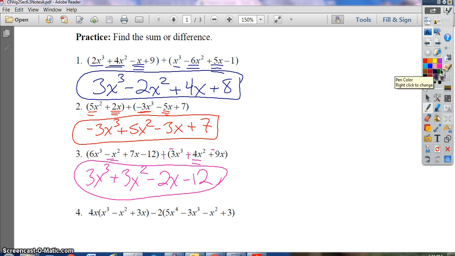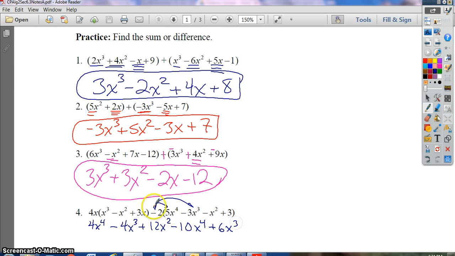Number 4 down at the bottom. Again, now I'm going to actually have to do some distributive property. I see here they got a 4x in front here. So I'm actually going to have to do this as 4x to the 4th minus 4x to the 3rd plus 12x squared. I'm going to distribute negative 2 in. So the first one's going to be minus 10x to the 4th plus 6x cubed plus 2x squared and minus 6 on the end. So let's start with the x to the 4th.